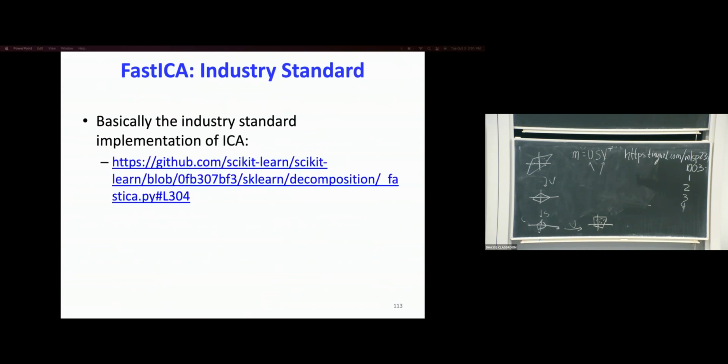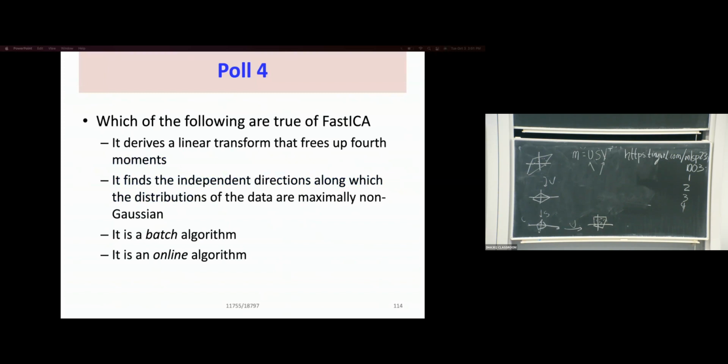And for fun, you guys should check out the code of open source projects. You can actually look at the Python code for fast ICA in this link. I'll just tell you, you can do poll 4, I'll give you the answer, because you won't need this for the homework or anything.